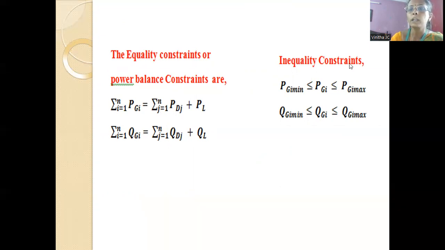And for the inequality constraints, in some cases the generated power will not be maintained constant, so it may vary. Here PGi is specified within the minimum limit as well as the maximum limit. Similarly, QGi lies between QGi minimum and QGi maximum. So these are all the equations we have to study while solving the load flow equations. Thank you.